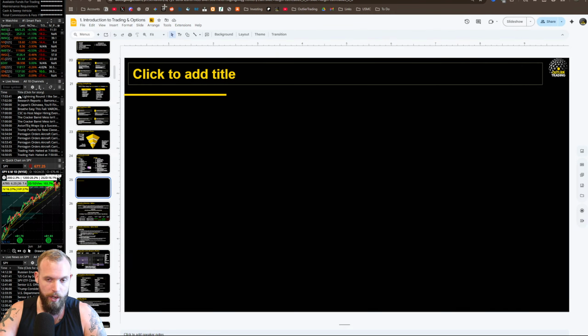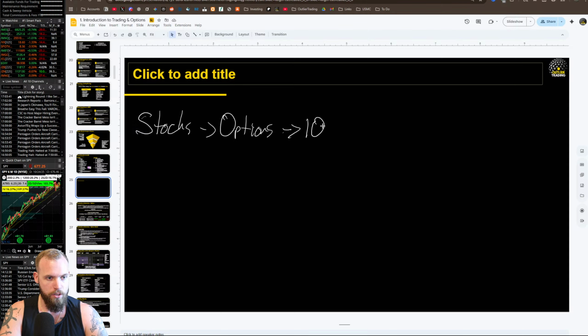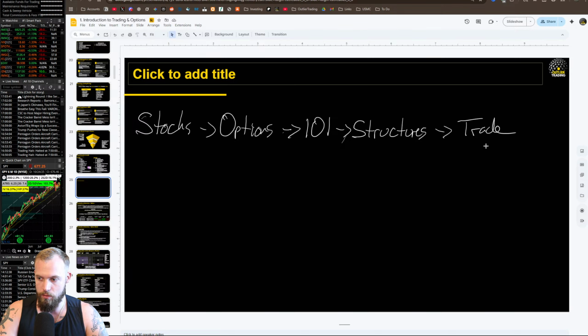The majority of traders, specifically options traders, do something like this. They find the stock market. They then find options. They learn a little about options. They learn a little bit about structures. And then they trade. Correct me if I'm wrong. Genuinely, I don't mean that rhetorically. If you think I'm missing stuff from this, I genuinely would like to know. But in my estimation, this is the broad thing that happens.